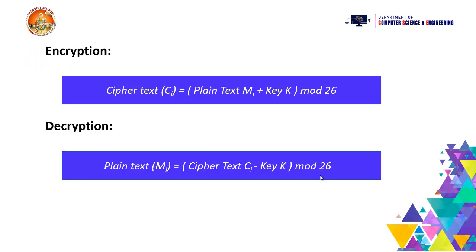To perform encryption, we are using this particular formula. If we perform encryption, we will get ciphertext. To generate ciphertext, the plain text character is added with the key and the result is taken mod 26. Coming to decryption, decryption is exactly the reverse of encryption. If we perform decryption, we will get plain text. To generate plain text, the ciphertext character is subtracted with the key and the result is taken mod 26.